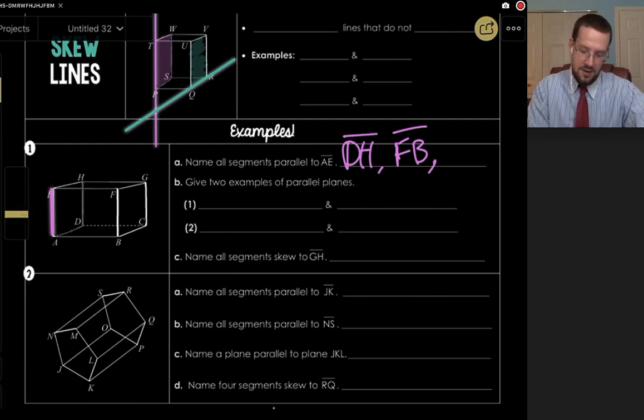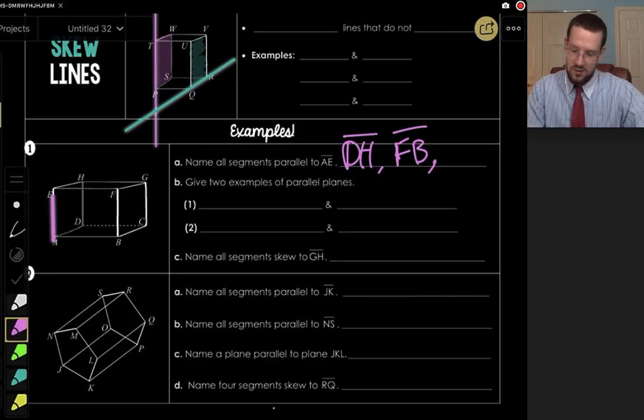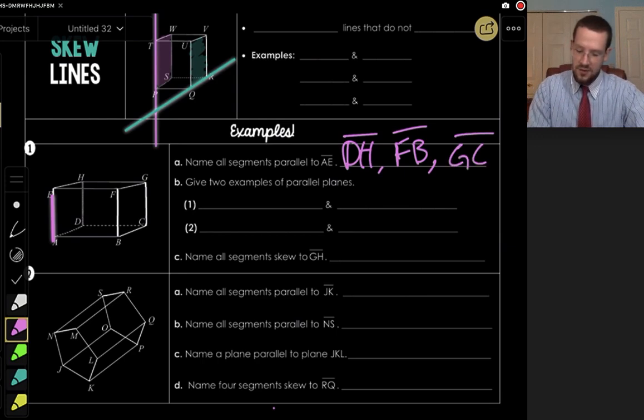Really, these are parallel, right? These are definitely parallel. So GC as well. And parallel lines are pretty obvious. They're easy to spot. They're clearly all going in the same direction, and they're never going to touch. I'm highlighting these segments, and these are all obviously parallel. So let's do GC. So these are our parallel line segments.